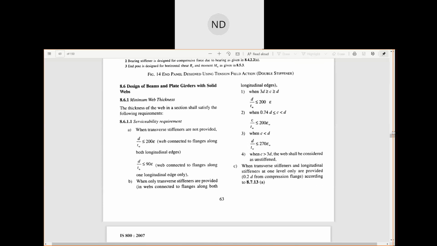Clause number 8.6, serviceability. You see here, when stiffeners are not provided, d by tw is less than or equal to 200 epsilon. Web connected to flanges along. So we have not provided the stiffeners, so d by tw should be less than or equal to 200 epsilon, and we have got that already. We had also assumed before that we are designing the plate girder without stiffeners.